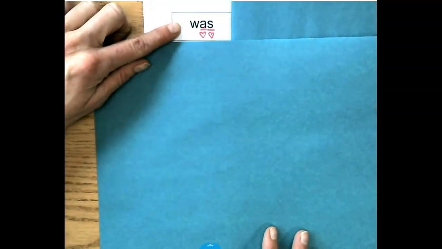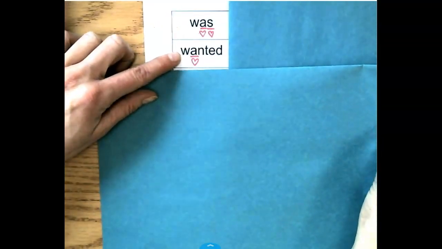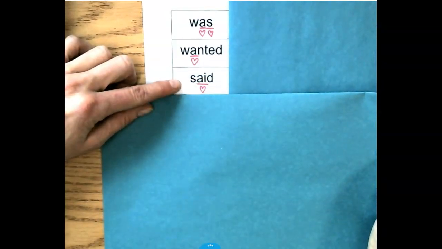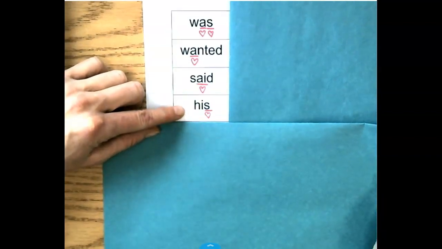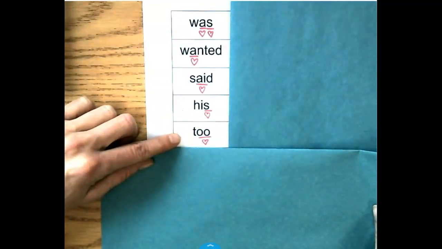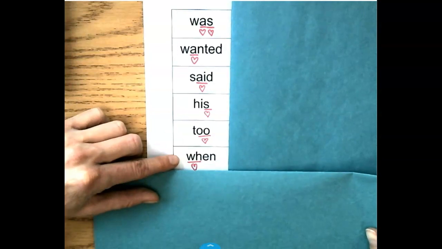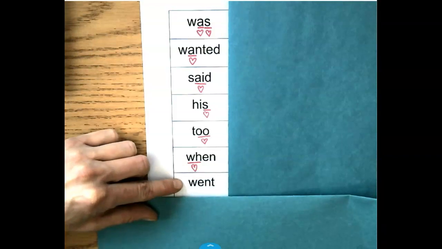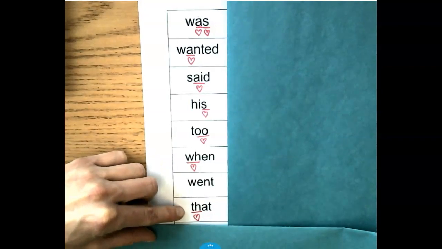Ready? Say the word. Was. Say the next word. Wanted. Say the word. Said. Say the word. His. Say the word. To. Say the word. When. Say the word. Went. Say the word. That. How did you do at remembering the sight words from part 1 of the story?